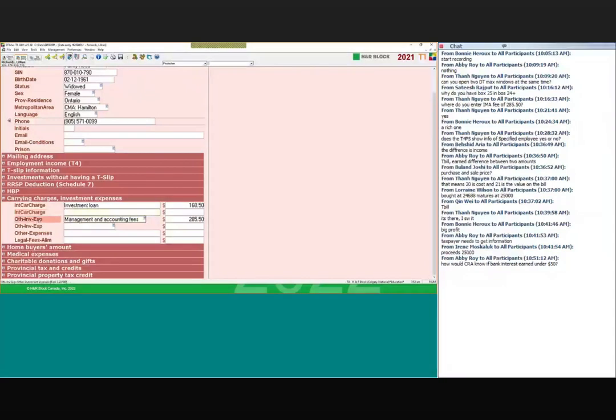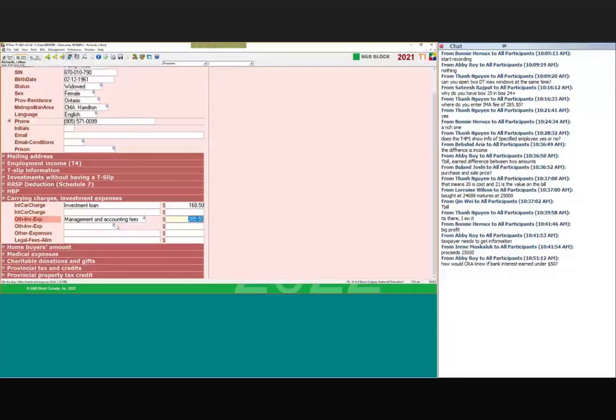We also have the management fees. In other investment expenses, we have a drop-down menu. It could be management and accountant fees, or fees paid to investment counselors, or other carrying charges. We noticed that on her T3 for Horizon investment, there was a management fee of $285.50. This is where you would enter it.